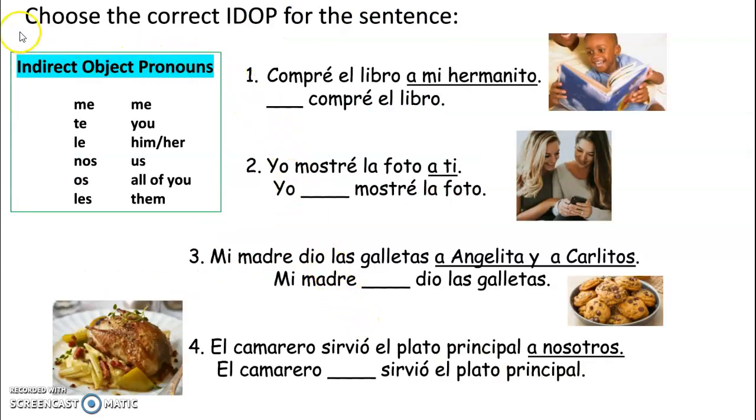Okay, so for this exercise, you're going to pause the presentation and choose the correct indirect object pronoun for the sentence. Choose one of these to go in the blank to replace the underlined indirect object.